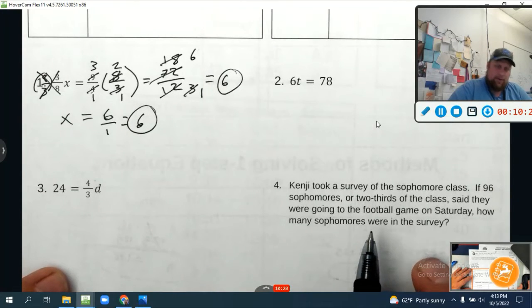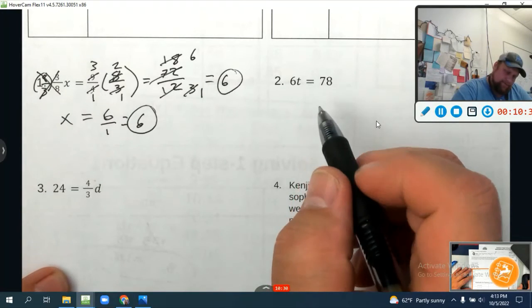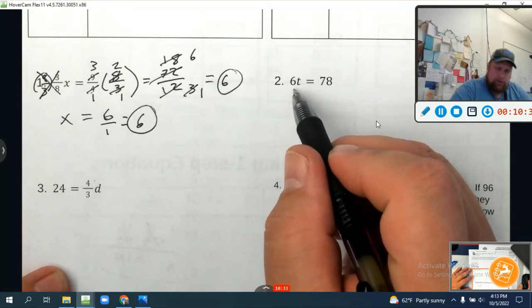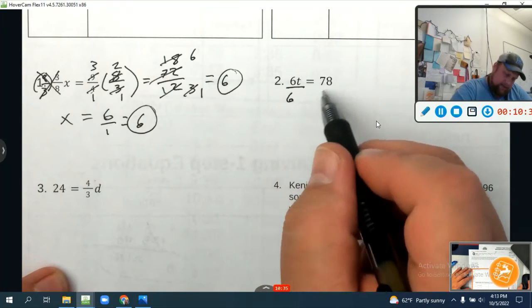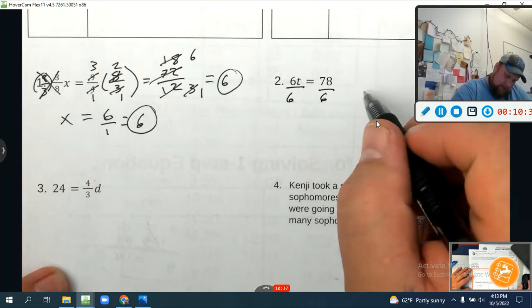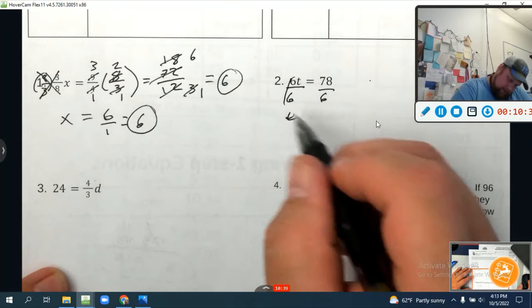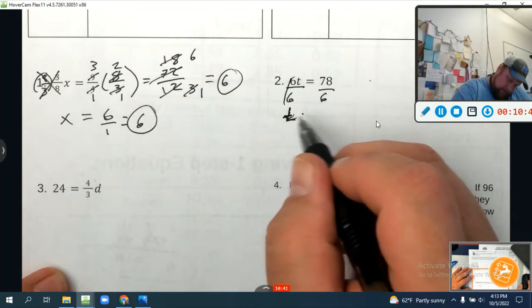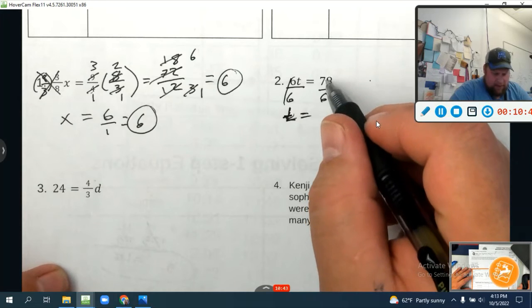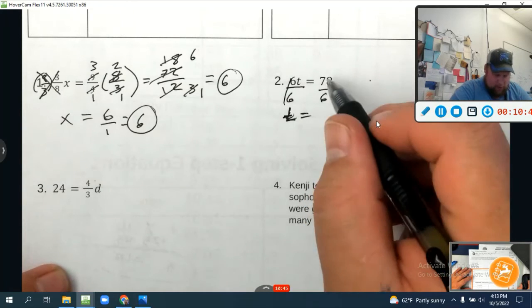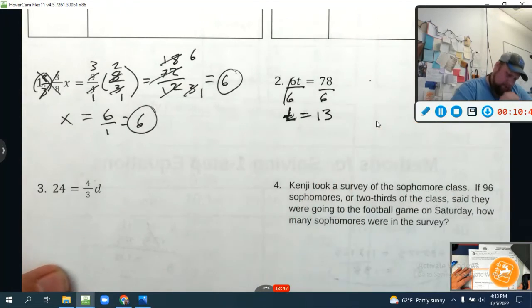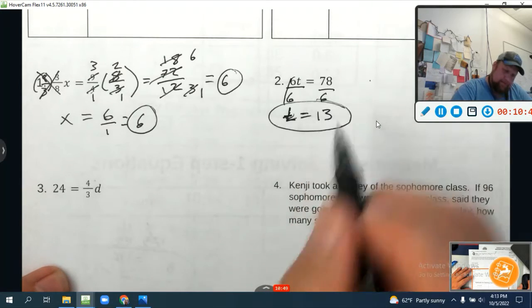There's that one. Started with fractions. I know, they're every day now. Right here, to undo multiplication, we divide. Divide by 6. And I get that t, because that crosses out. That's a terrible t. My goodness. Equals, what's 78 divided by 6? It goes in there once. 3 times 13. There we go. T equals 13.